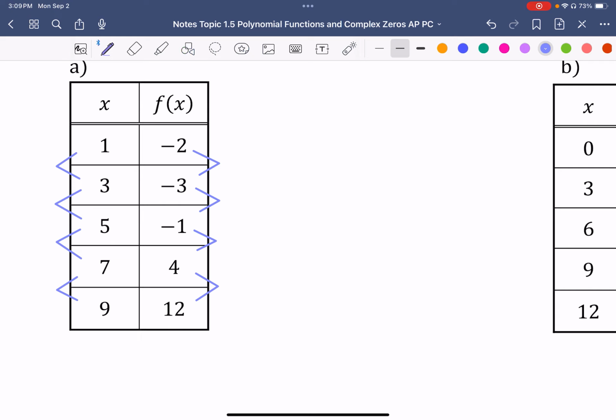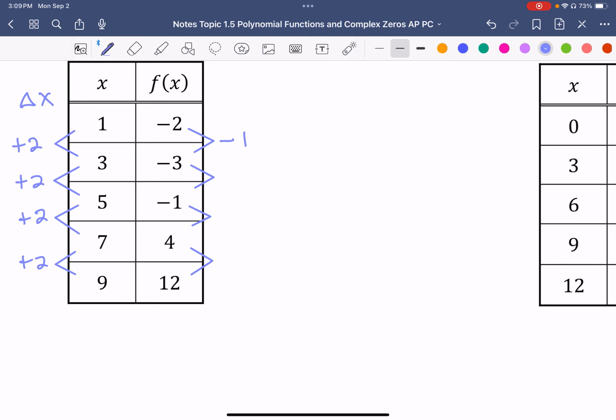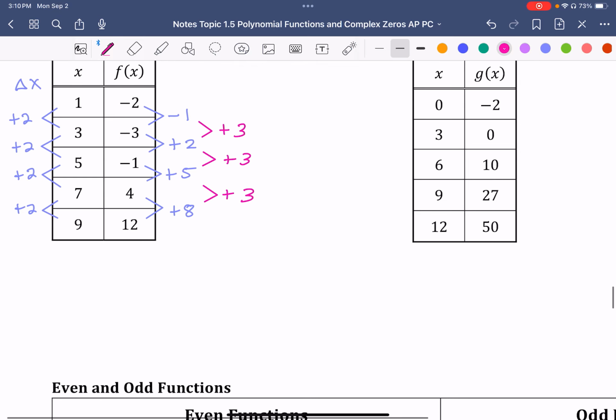Okay, so for my changes in x over here, I have plus 2, plus 2, plus 2, plus 2. Since my changes in x are constant, I'm good to go on the other side to start this process. So here we have negative 1, plus 2, plus 5, and plus 8. Notice that those numbers are not constant, so I'm going to repeat this process again. To get from negative 1 to 2, I add 3, 2 to 5 plus 3, and 5 plus 3 equals 8.